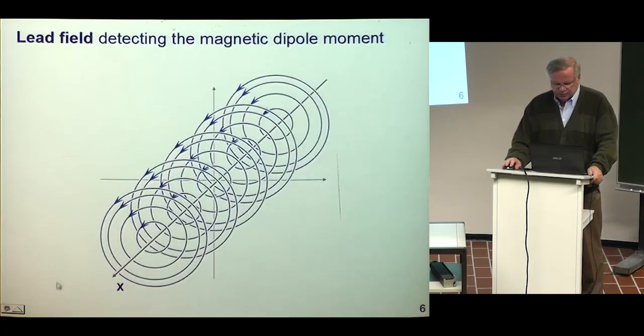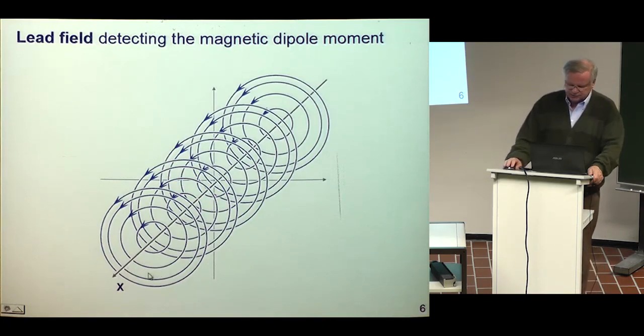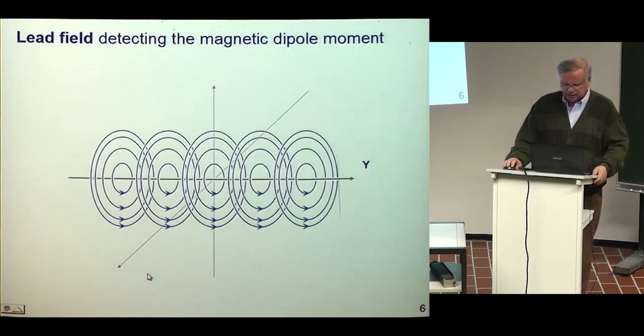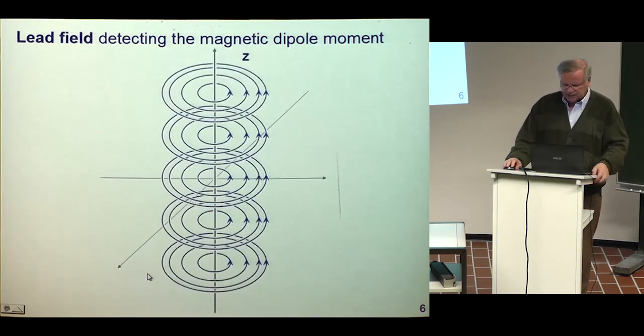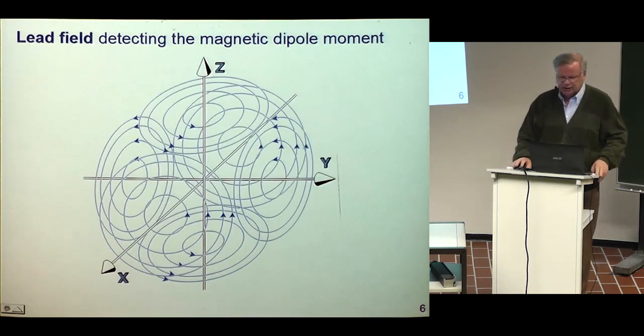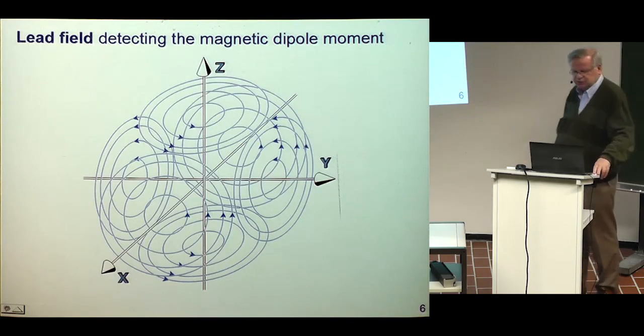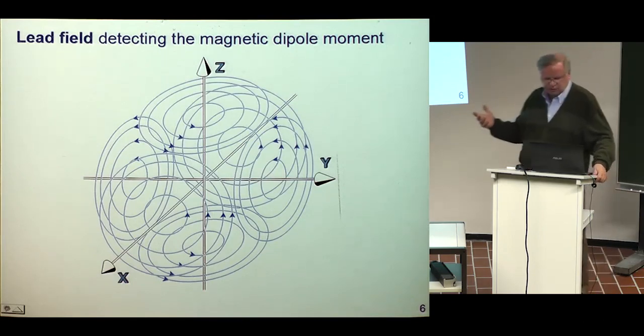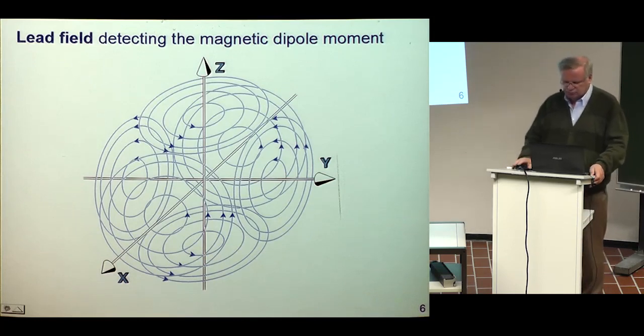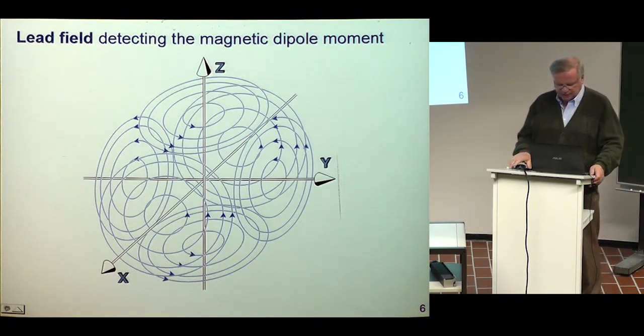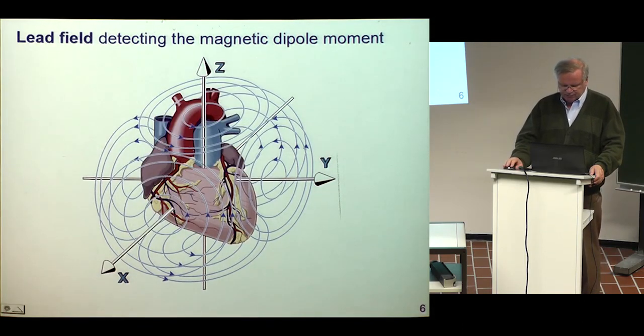The one component of the lead system, the lead field detecting the magnetic dipole moment in the X direction, is this. In the Y direction, the magnetic lead field is this. And in the Z direction, it is this. And finally, combining these three, this is the measurement sensitivity distribution of a lead system which detects the magnetic dipole moment of the volume source. I think you are happy that I showed the three components first before showing them all joined together. For instance, in magnetocardiography, the heart is in the center of the system.